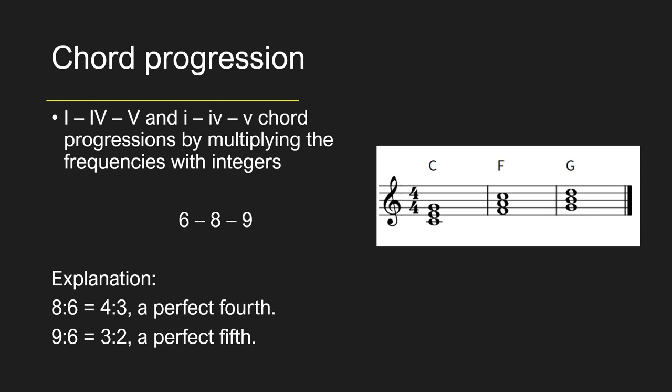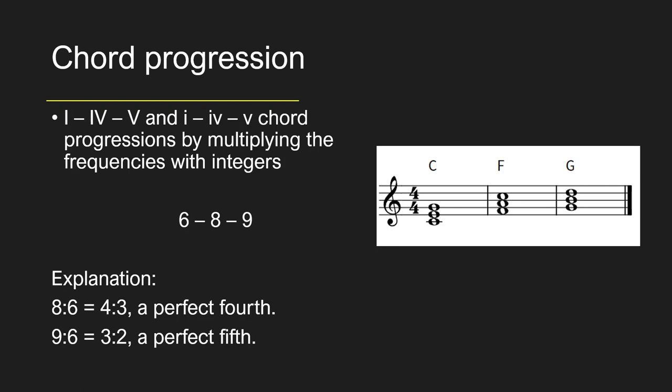So you can transform your chord, for example C major, into a four chord or a five chord by multiplying by this integer whole number ratio. But instead of multiplying by the ratio, we're going to multiply these frequencies by the values 6, 8, and 9 in the first place. So 6 is the tonic, 8 is the 4 chord, and 9 is the 5 chord. The reason this works is because the ratio of 8 to 6 is 4 to 3, a perfect fourth, and the ratio of 9 to 6 is 3 to 2, a perfect fifth.